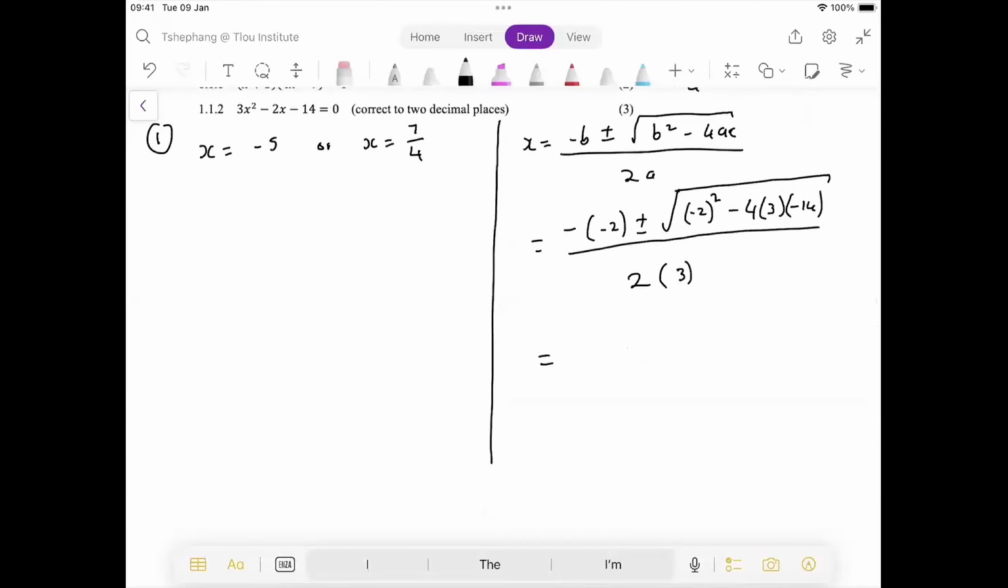And then from here, it's just going to be calculator work. If you're going to plug it into the calculator, make sure that you plug it exactly like it is. Obviously, for the plus and minus, you're going to start with either the plus or the minus. Hope everyone is with me there. And then your x answers.